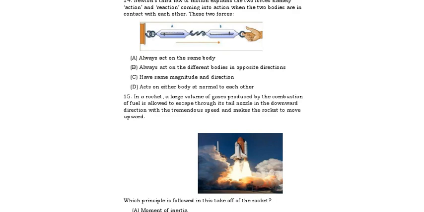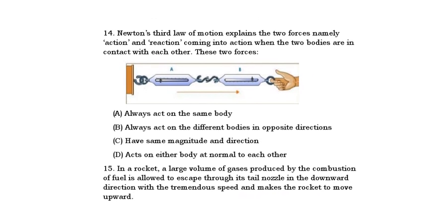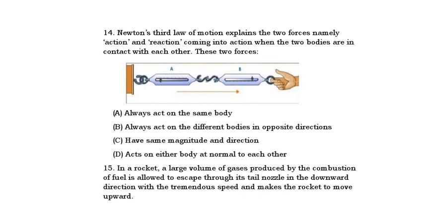Important problem. Next question. Question number 14. Newton's third law of motion explains the two forces, namely action and reaction, coming into action when the two bodies are in contact with each other. Now see how they are giving the diagram. Here there are two bodies, body A and body B, joined with the help of hinged joints, and here one person is pulling. He applied an external force and is pulling.